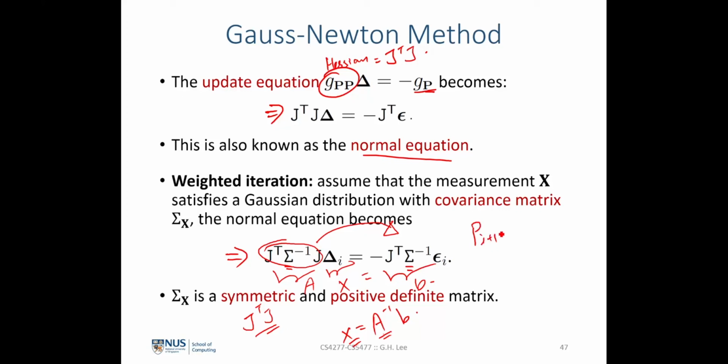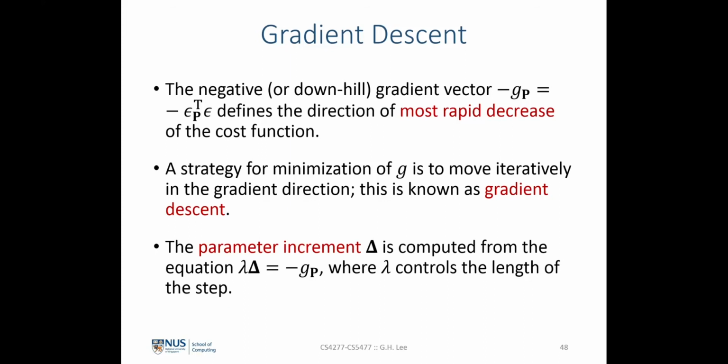So p plus 1 would be equal to p plus delta p in every iteration. And we'll continue to do this until convergence. Another way to compute the optimization would be to use what we call the gradient descent method. So in gradient descent, it's a very straightforward method.